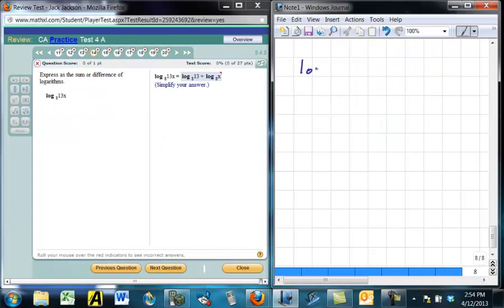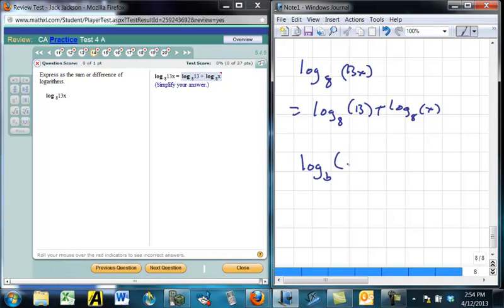Okay, this one we're using properties of logarithms, log base 8 of 13x. 13 is a prime number, so we don't need to break it down anymore. And we have a product. And a log of a product is a sum of the two logarithms. And of course, this comes from this property of logarithms. It says log base b of m times n is log base b of m plus log base b of n.